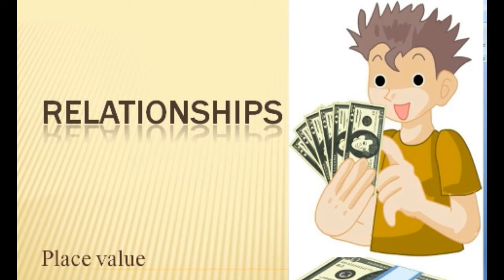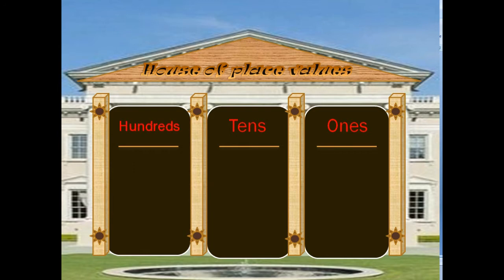Today we are going to study relationships of place value. As you know, and as you studied before, this is the house of place values. This house always starts with ones, then tens, then hundreds.